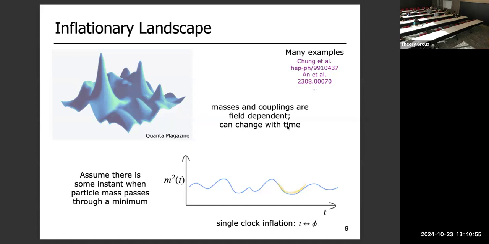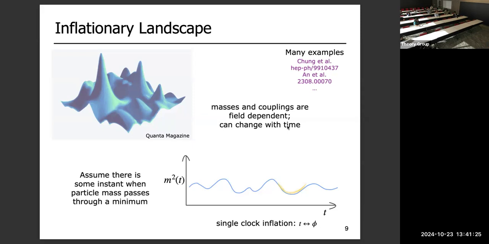As you can expect, if different fields are talking to each other, a very generic consequence is that masses and couplings of particles or field quanta can vary with time as fields move around on this landscape. In general, the possibilities are enormous, lots of things could happen, and this is something that we have been studying for a very long time, including people in the audience.